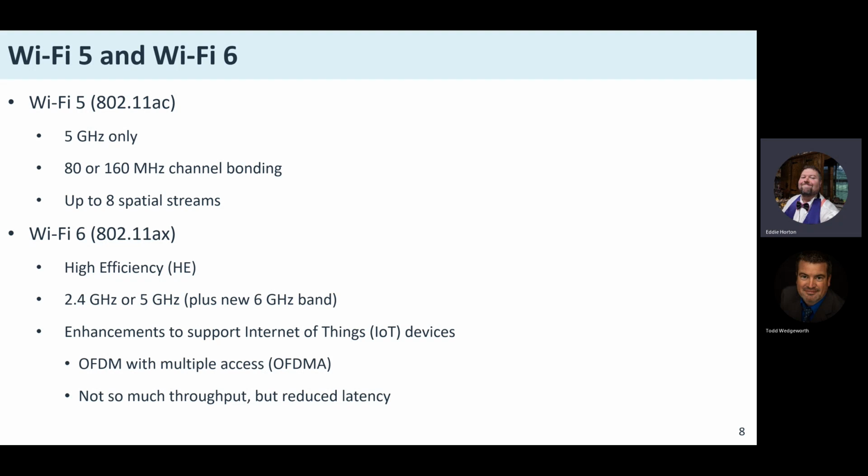AX uses both 2.4 and 5, and possibly the new 6 gigahertz band if you've got equipment that'll do it. To my knowledge, we don't have anything up here that's doing 6 gigahertz. I don't own anything that'll do it.